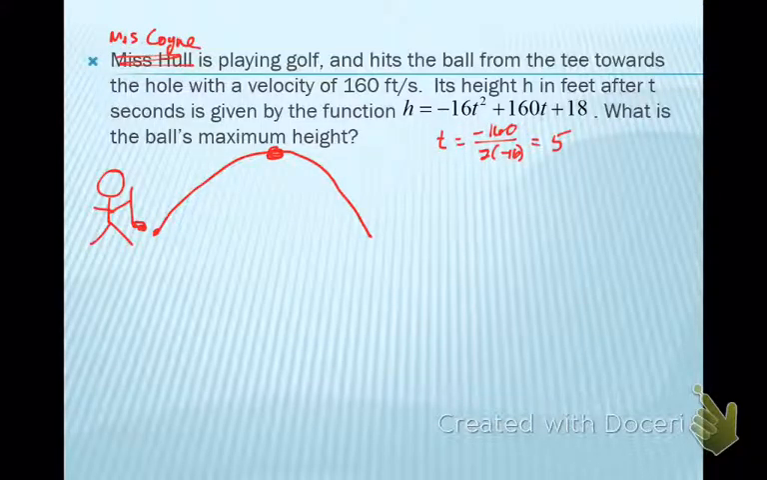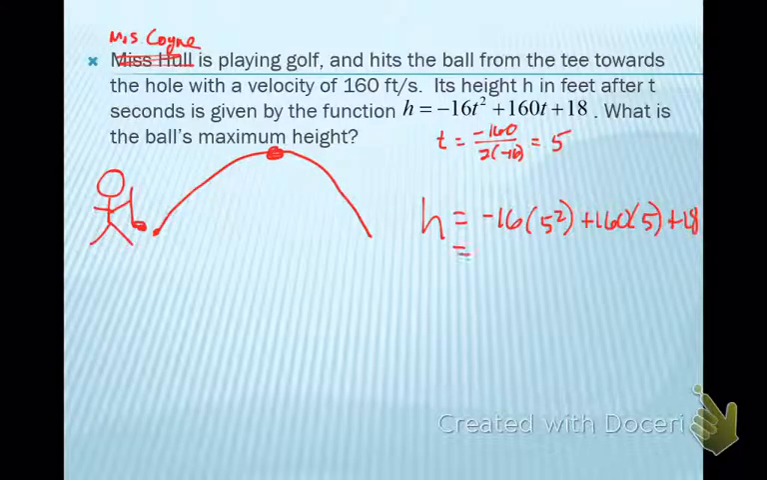Okay, did you get 5 for t? Okay, you should have, and that's where it comes from. So what that tells us is that 5 seconds after hitting the ball, it is going to reach its maximum height. Now the question is, what is that maximum height? Well, we just plug 5 in for t. Okay, and we work this out.